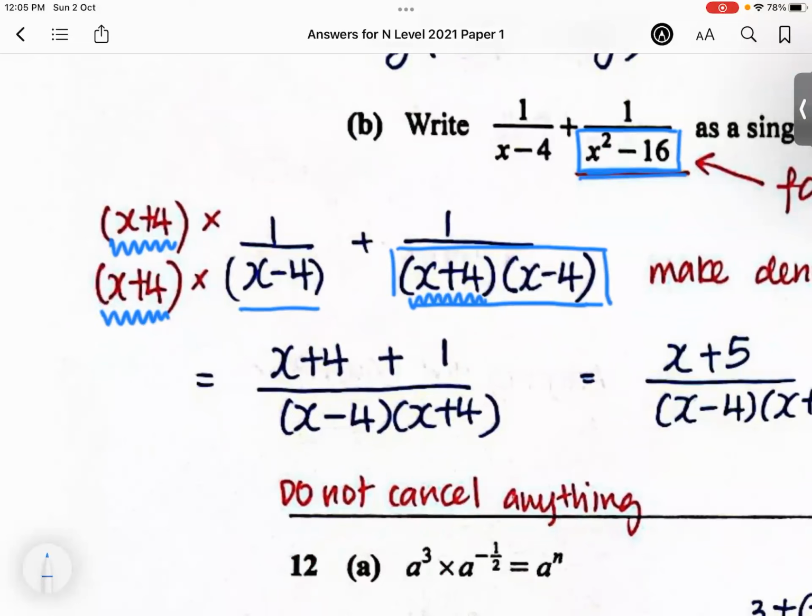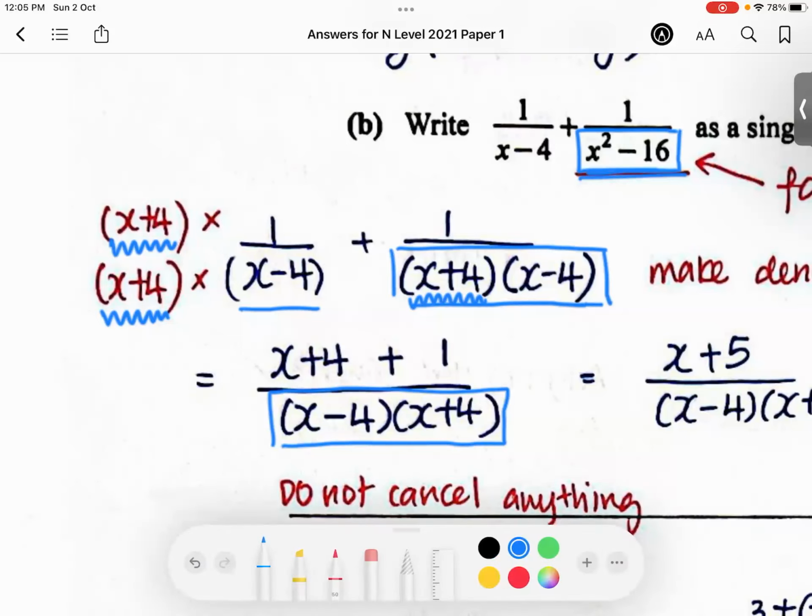Then next we multiply. Okay, try not to expand your denominator, keep it intact. Keep it intact, because we always want to check for common factors, keep it in the factorized form if possible. But for the numerator, I need to simplify it. So I do not have a choice. I must expand my numerator. Okay, x plus 4 plus 1. Now, some students, they may have a misconception. They think that I can cancel x plus 4, x plus 4. This is not true. Do not cancel anything.